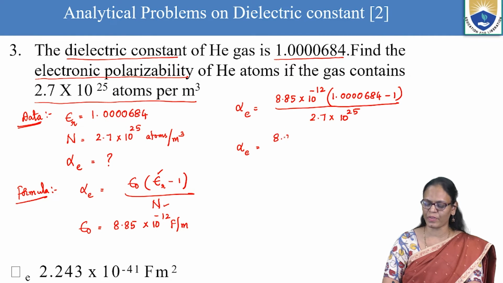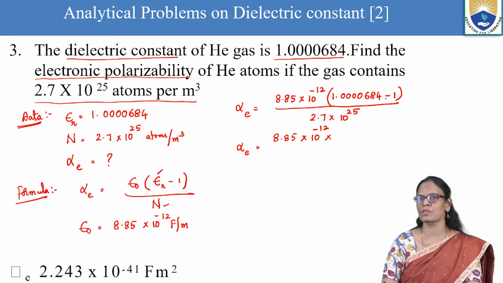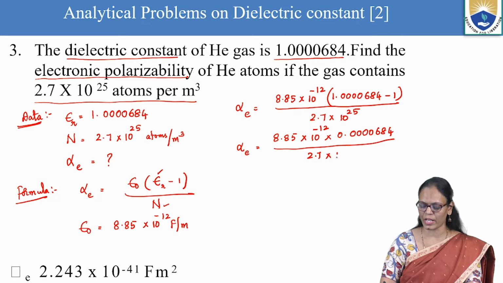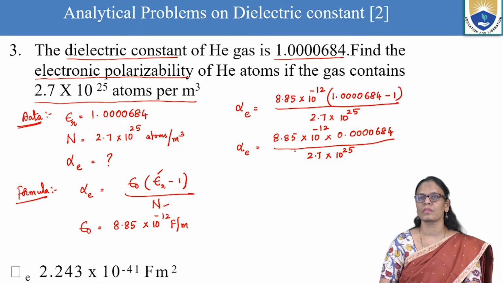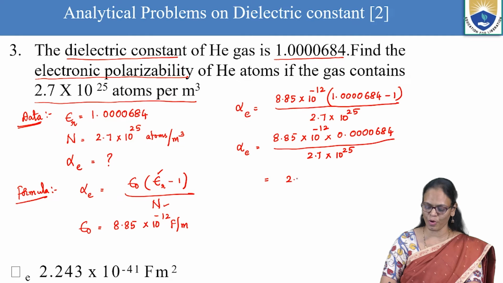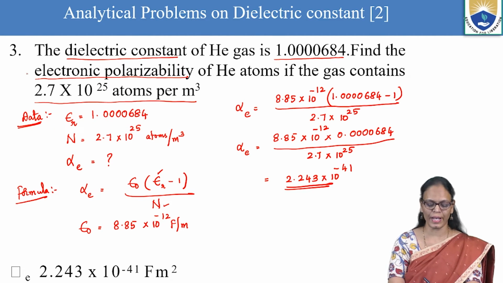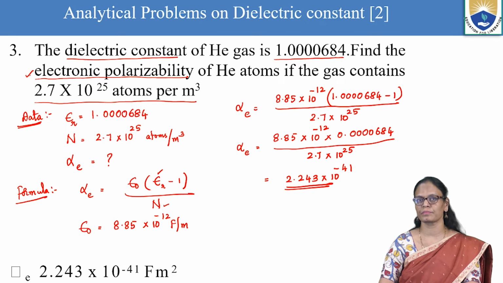So, let us simplify this now. 8.85 into 10 power minus 12 into 1.0000684 minus 1 simply gives us 0.0000684 divided by 2.7 into 10 power 25. So, solving this we get 2.243 into 10 power minus 41. This is alpha E, that is the electronic polarizability.